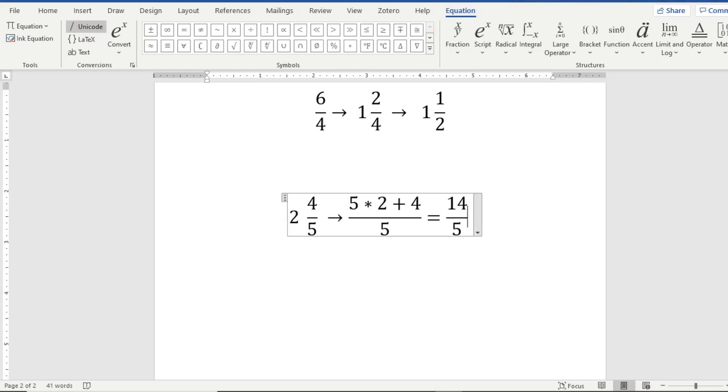Okay, so let's make sure that works. So we know 5 times 2 is 10. And 10 to 14 is 4 more spaces. So yeah, there would be 4 left over, so it's 2 4/5.